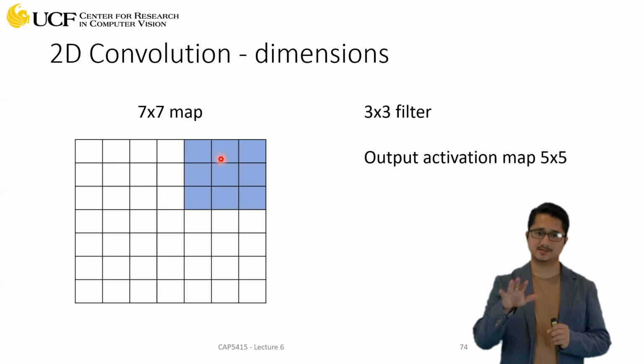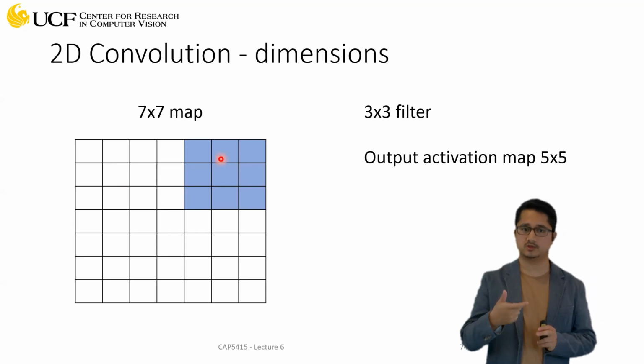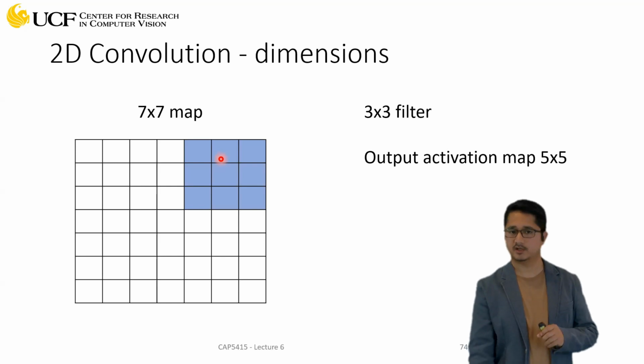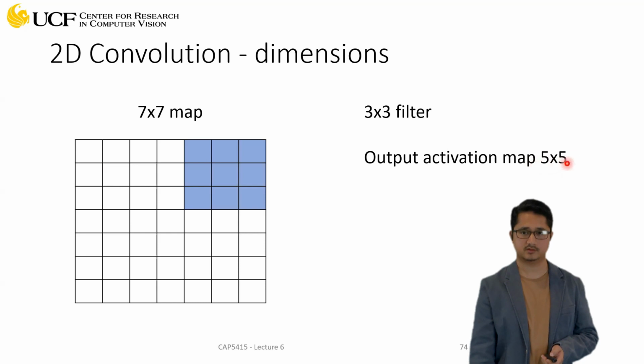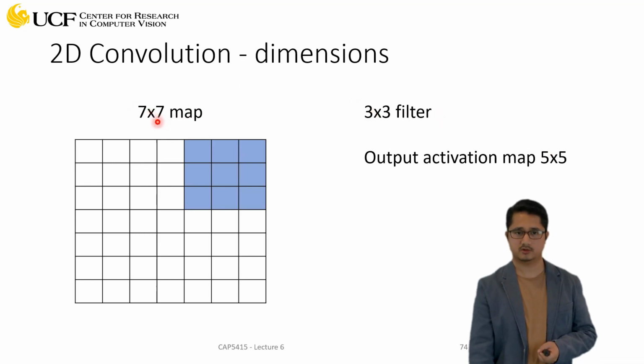If you're able to place it at 5 locations, that means you are going to get 5 different activation values as you move from left to right. And the same thing will happen if you move from top to bottom. So that will result in an output activation map with resolution 5x5. Which means that if you have an activation map of 7x7 using a 3x3 filter, your resolution will reduce from 7x7 to 5x5.